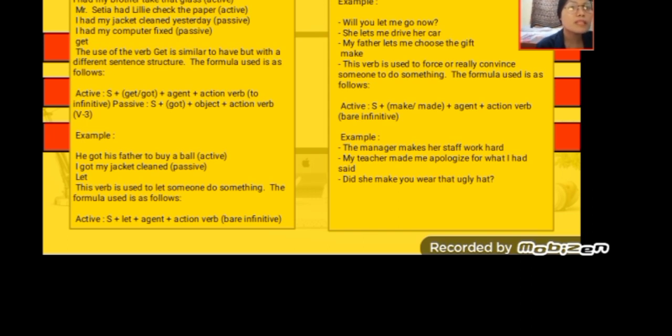Make. This verb is used to force or really convince someone to do something. The formula used is as follows. Active: subject plus make, made plus agent plus action verb or bare infinitive. For example, the manager makes her staff work hard. Next, my teacher made me apologize for what I had said. And did she make you wear that ugly hat?